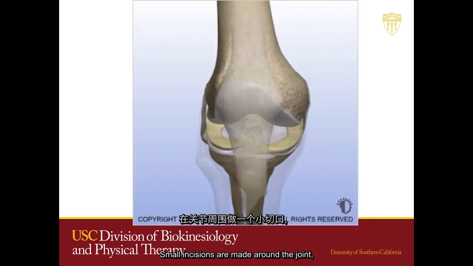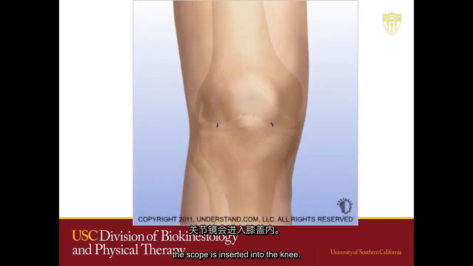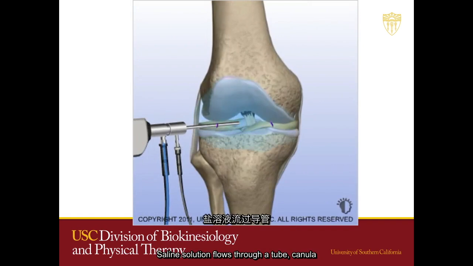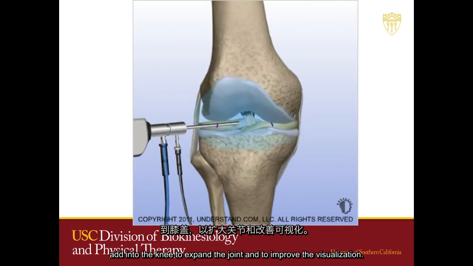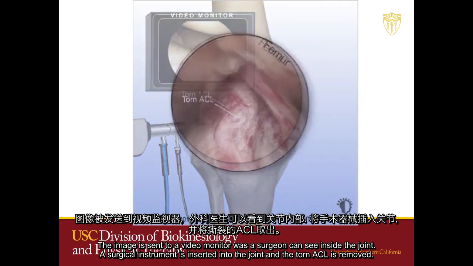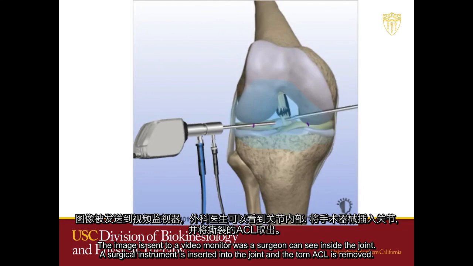Small incisions are made around the joint. The scope and surgical instruments will go into these incisions. The scope is inserted into the knee. Saline solution flows through a tube, cannula, and into the knee to expand the joint and to improve visualization. The image is sent to a video monitor where the surgeon can see inside the joint. A surgical instrument is inserted into the joint and the torn ACL is removed.